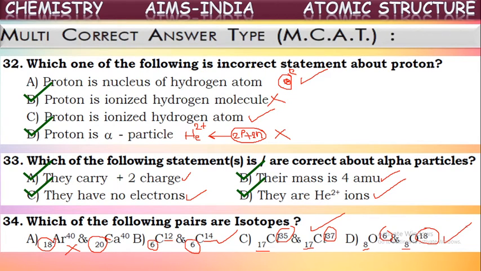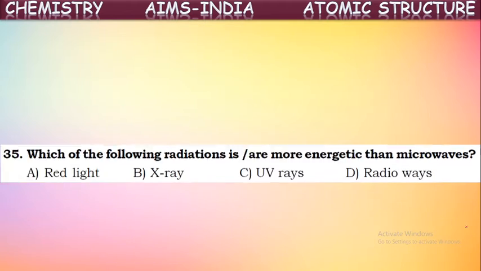So the atoms with the same atomic number but different mass numbers are called isotopes. Now carbon isotopes, chlorine isotopes, and oxygen isotopes are shown. These three are correct pairs. But in the first one they have shown argon and calcium, which are not coming under isotopes. Except that, the remaining three are correct. Okay, next one.